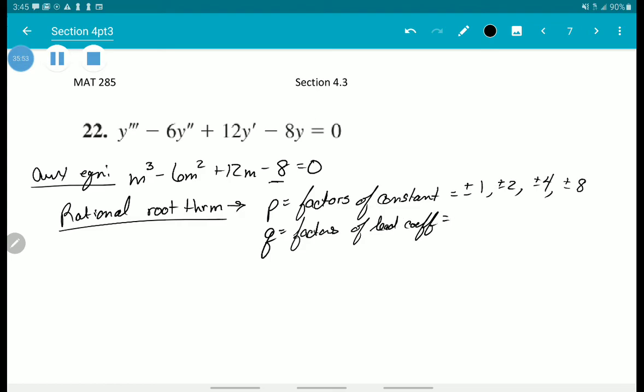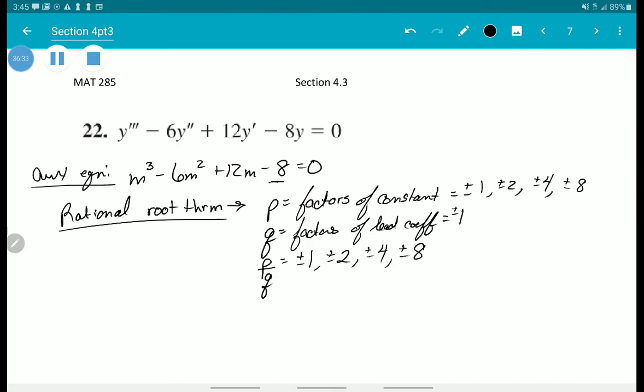In this case, our leading coefficient is 1, and we want all possible factors, so we're going to use that plus and minus again. If there is a rational root, it's guaranteed to be in the list of P's divided by Q's. So if I take every P value and divide by every Q value, I have 1 divided by 1, which is 1. I have 2 divided by 1, which is 2. I have 4 divided by 1, which is 4. And then I have 8 divided by 1, which is 8. If we have a root, it's guaranteed to be in here.